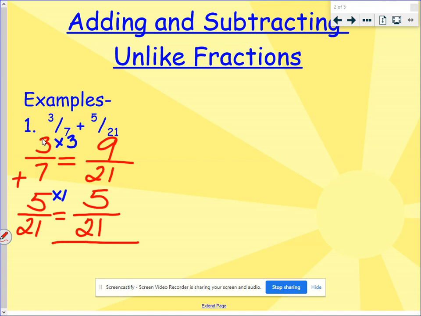So we say 9/21 plus 5/21 is 14/21, which we take notice is not in simplest form. And we say to ourselves, 7 goes into 14 2 times, and 7 goes into 21 3 times, and therefore we have 2/3. So 3/7 plus 5/21 equals 2/3.